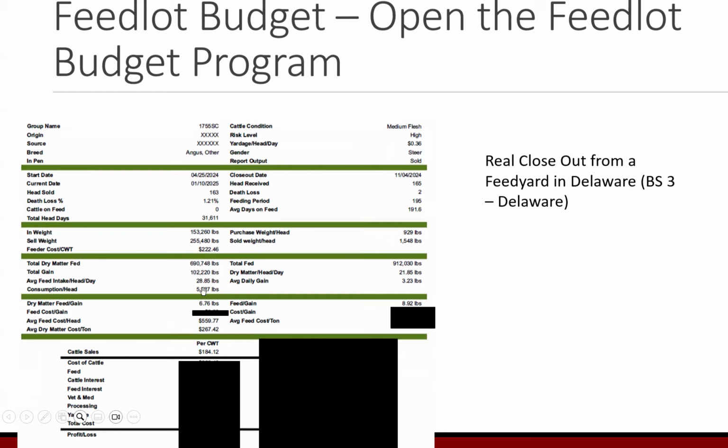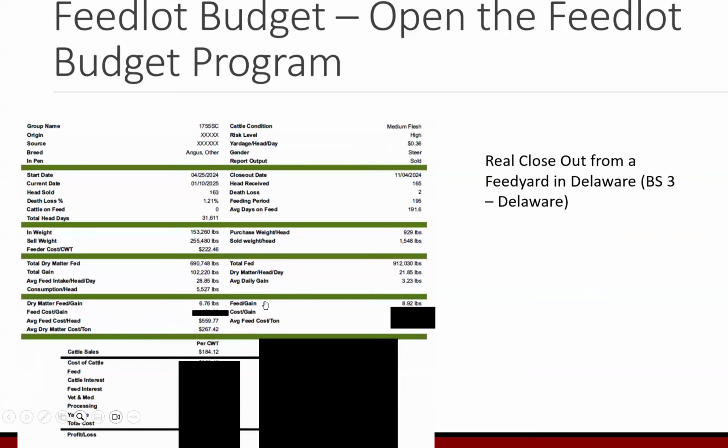So this is average feed consumption on an as-fed basis. This is average feed consumption on a dry matter basis. So on average, they ate 21.85 pounds of dry matter per day. And then on average, they gained 3.23 pounds of body weight per day. Okay, so that's a feed conversion: a dry matter intake per pound of average daily gain of 6.76.